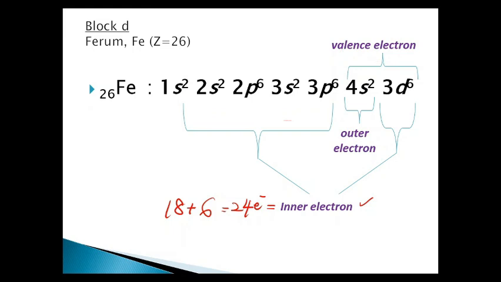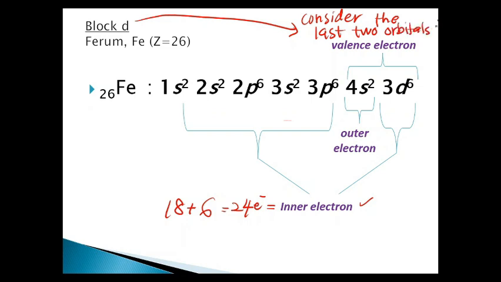The valence electron for block D is quite special because you need to consider the last 2 orbitals. Okay, so the last 2 orbitals is 4s2 and 3d6. So the valence electron would be 6 plus 2 equal to 8 electrons. But for the outer electron, again look for highest n. Okay, so that would be 2 electrons.